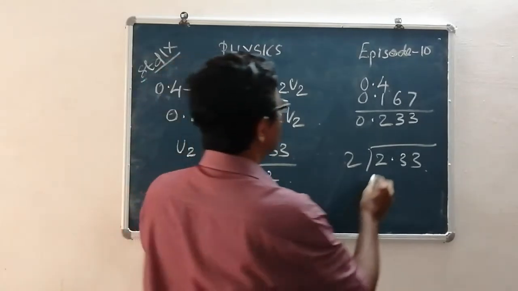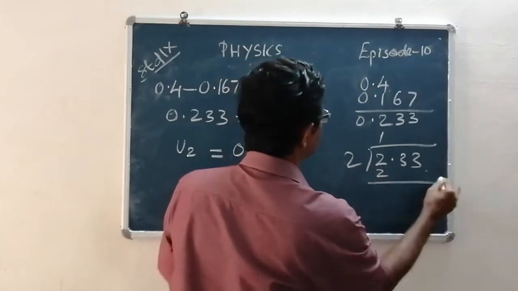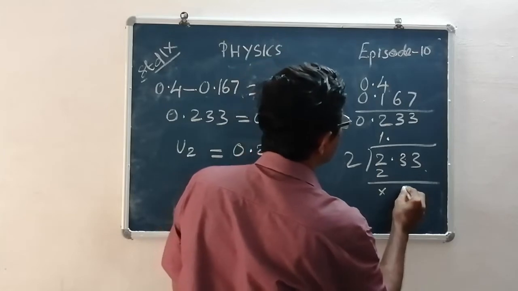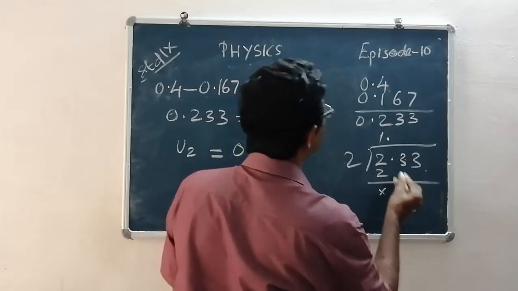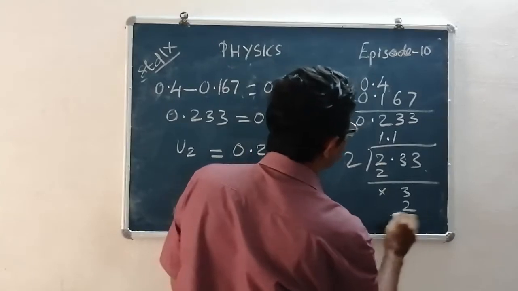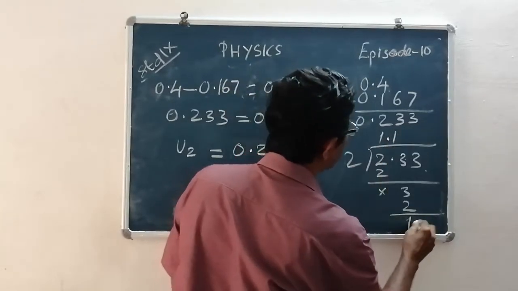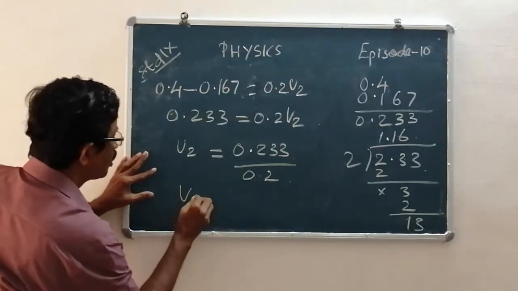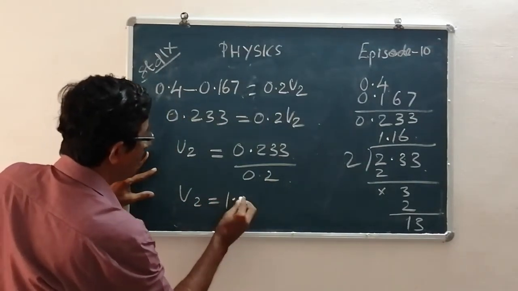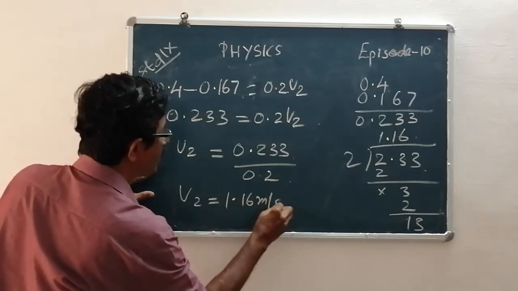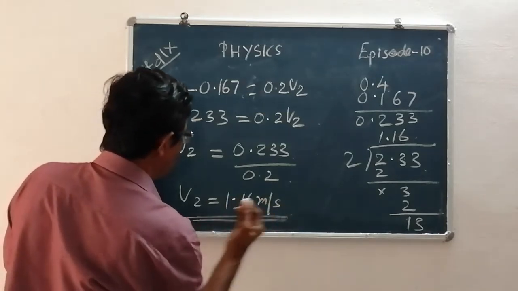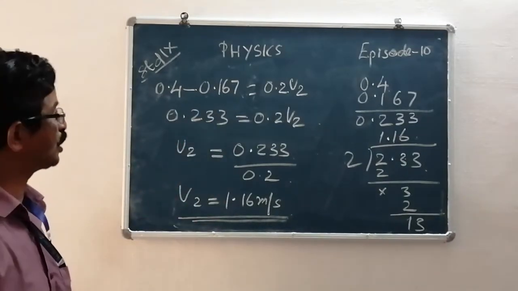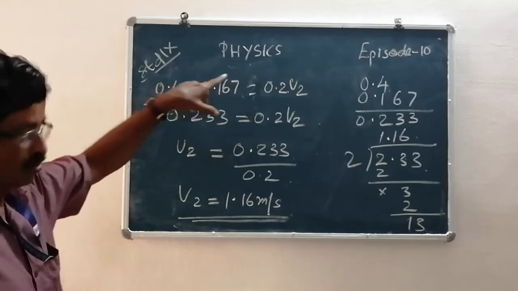Here 1 times 2, balance 0. In 3, how many times? 1 times 2, so 1. Balance 1 and 3, 6. So V2 is equal to, how much will come? 1.16 meter per second. With this speed, the second body moves.